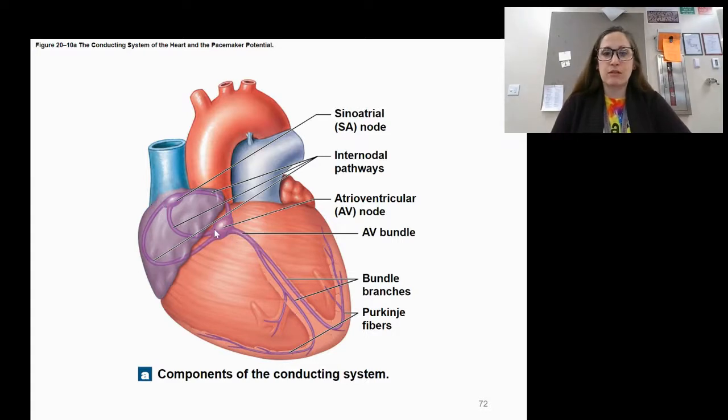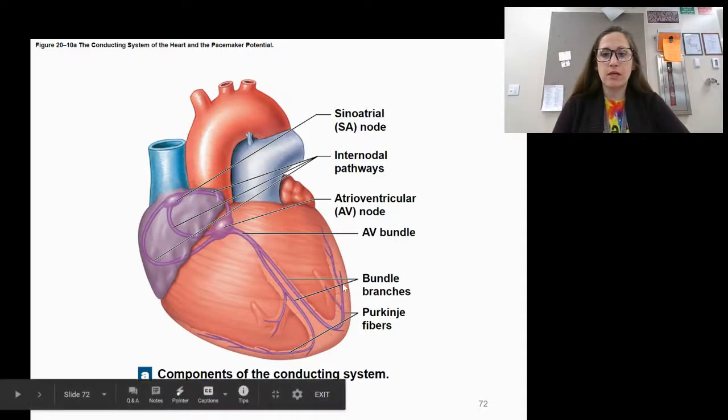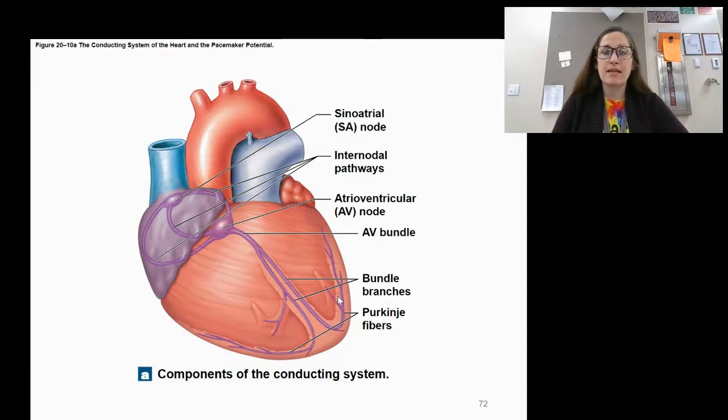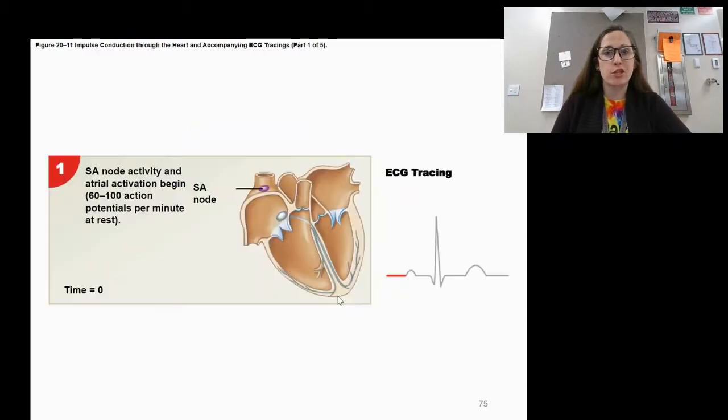The electrical impulse is going to go from node to node. There's a little bit of a delay happening in there that we'll talk about. Then we're going to send that electrical impulse through the AV bundle, and it's going to branch into right and left bundle branches. Eventually we get to where we see this branching off, and those are referred to as the Purkinje fibers. That is where the electrical impulse stimulates the contractile cells within the ventricles to allow for ventricular depolarization, AKA ventricular contraction.